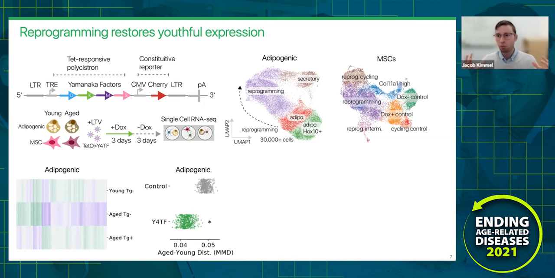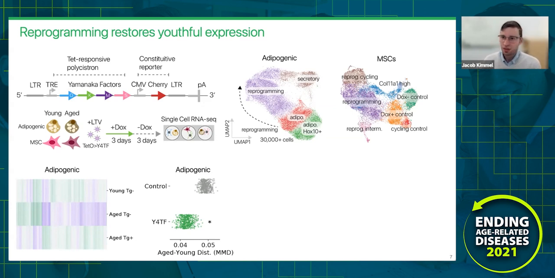And when we compare whole populations of cells and ask effectively, how different are the young and aged cells in a control condition versus how different are control young cells from treated aged cells, we found that this Yamanaka factor treatment actually makes aged cells more similar to young controls. And this is a pretty strong statistical result.